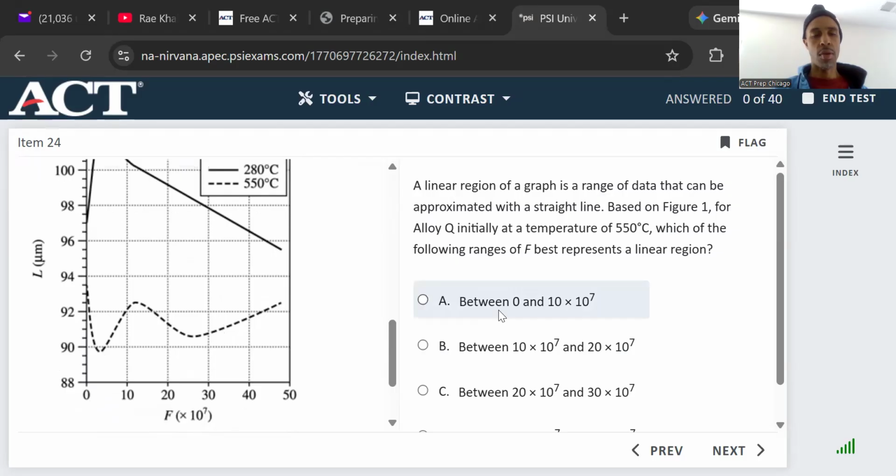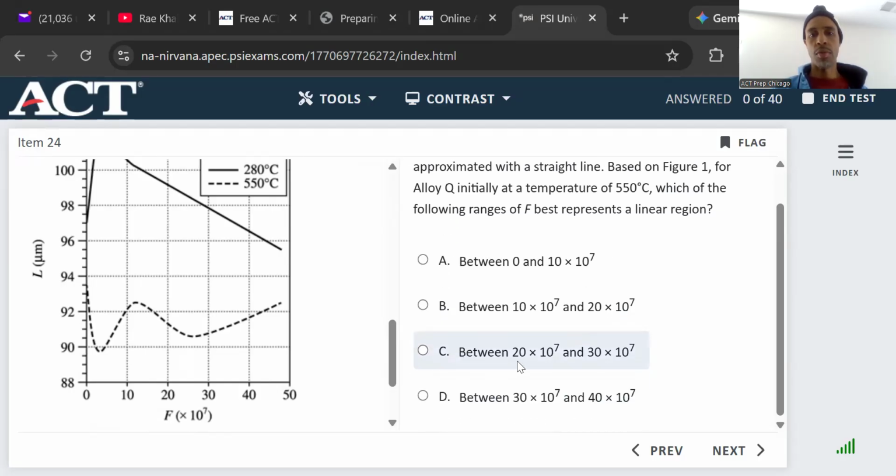So this between 0 and 10? No. Between 0 and 10, it curves, right? Between 10 and 20, it goes up and then comes down, but this part is pretty straight here. I'm looking at the answer choice between 20 and 30, because all of them are times 10 to the seventh if you look at the units. Between 20 and 30, definitely, that's more of a parabola. That's a U, you follow? And what about between 30 and 40?